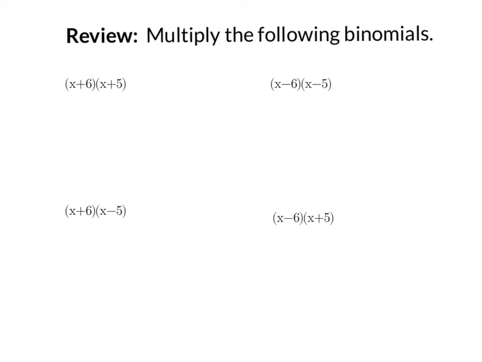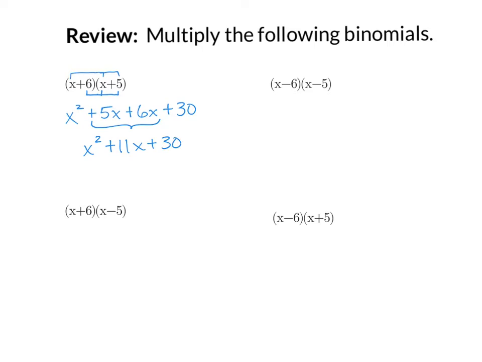Let's review some multiplication before we talk about factoring. If we look at the first example, let's go ahead and FOIL. We get x squared plus 5x. Insides we get plus 6x. And last we get plus 30. If we combine now, we get x squared plus 11x plus 30.